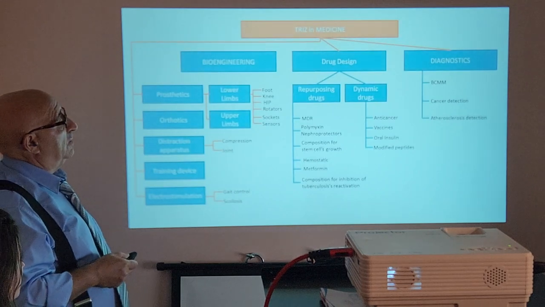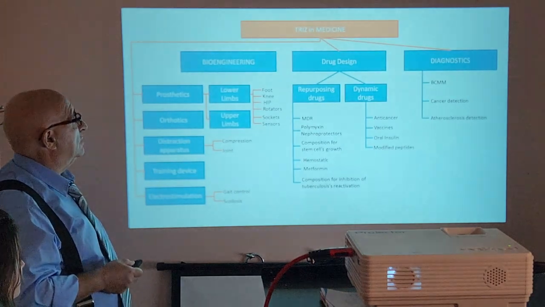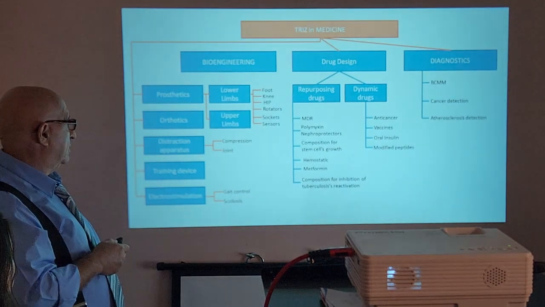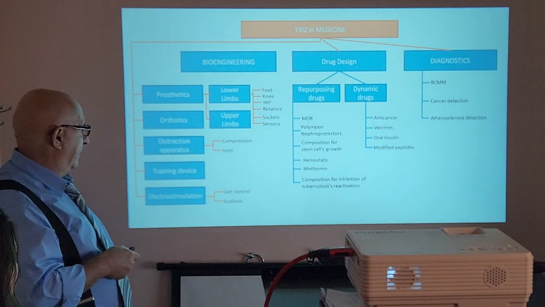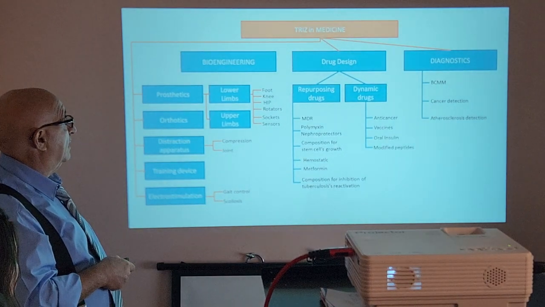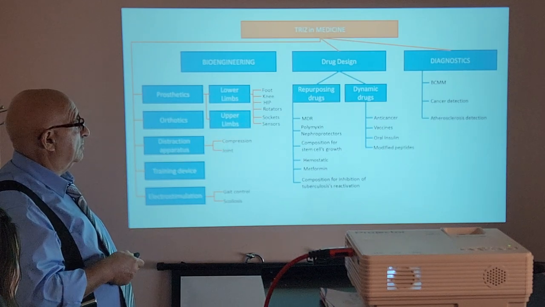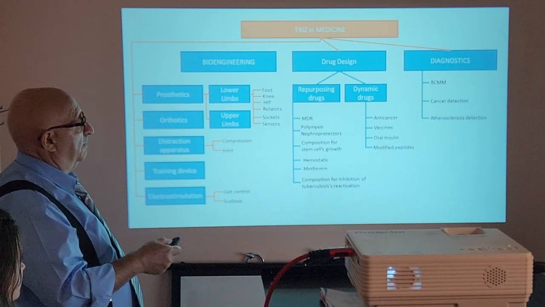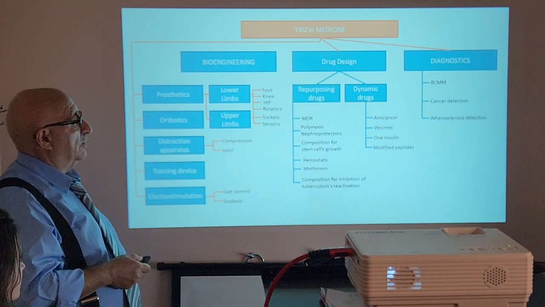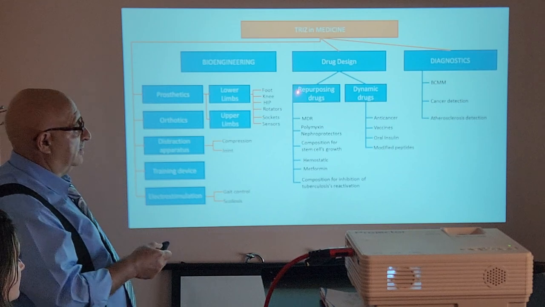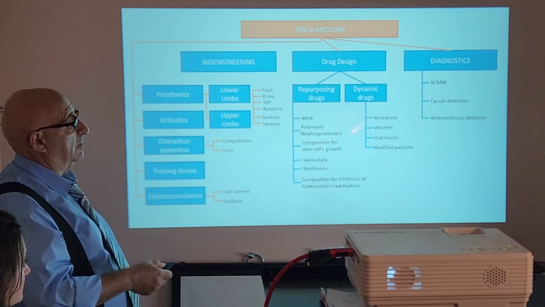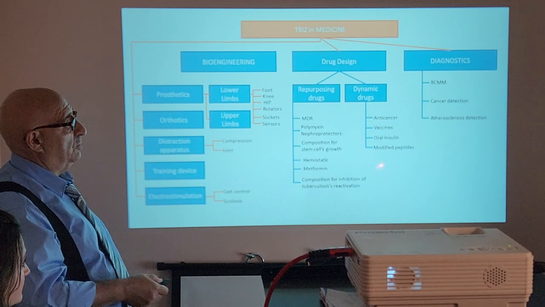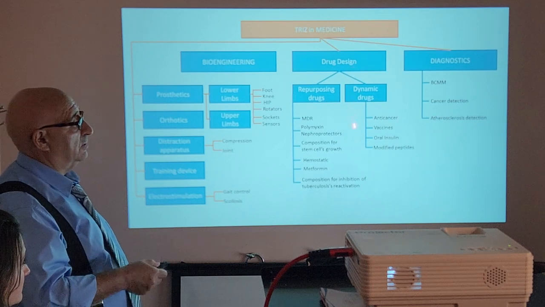And these in medicine, actually a field where I worked for many years, are represented by bioengineering: prosthetics, orthotics, and training devices, lower limbs, upper limbs, orthotics, and drug design. Drug design is split into two categories. Generic, repurposing drugs, and this is some of our project you will see here. We'll explain this with Dr. Kleyn. And the next is an absolutely unusual category: dynamic drugs.